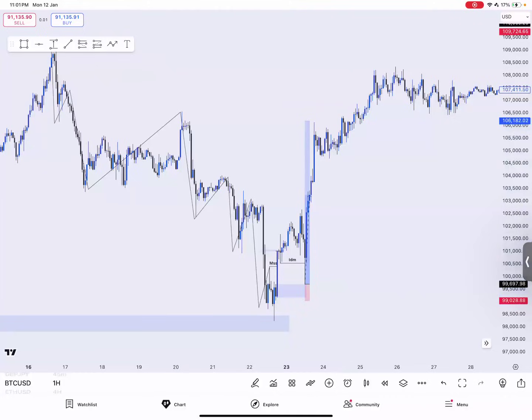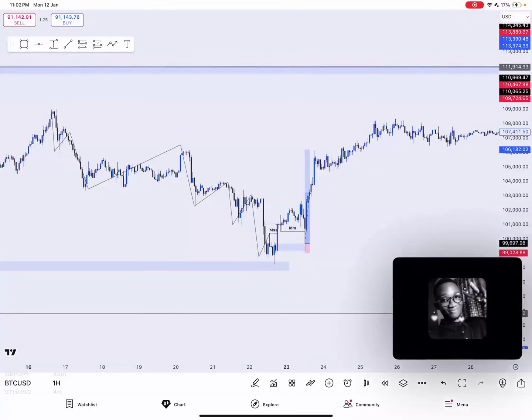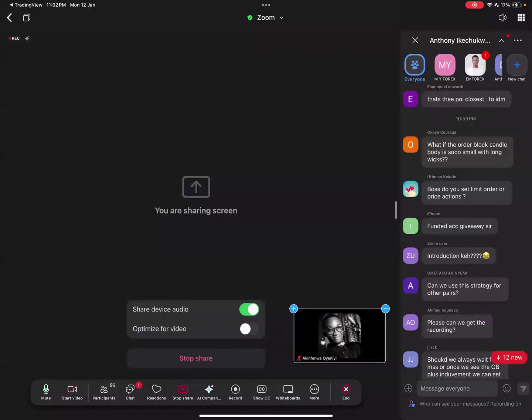And I will show you guys take profit levels so you can understand where to place your take profits to maximize your risk to reward ratios. But that will be in the third class. This is just an introduction to the strategy. Do you get?